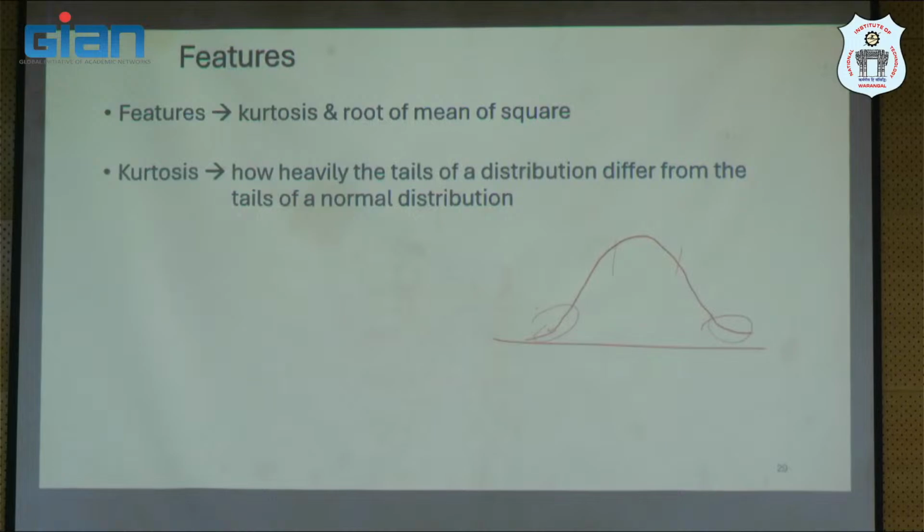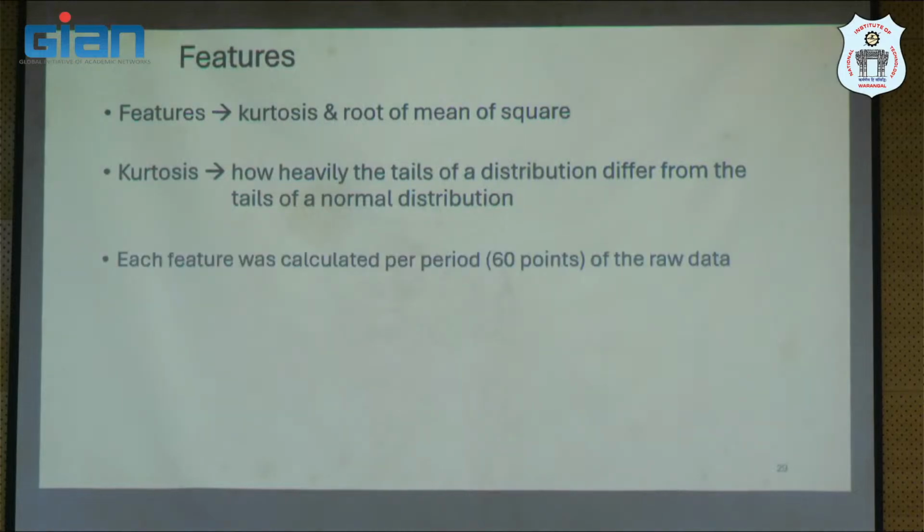If you don't understand this, don't bother too much, because ultimately you will be using an equation to solve for kurtosis. But just to give you perspective, if you have a distribution of your data set, compare it with a normal distribution: how heavily weighted are the tail points of your data. Okay.